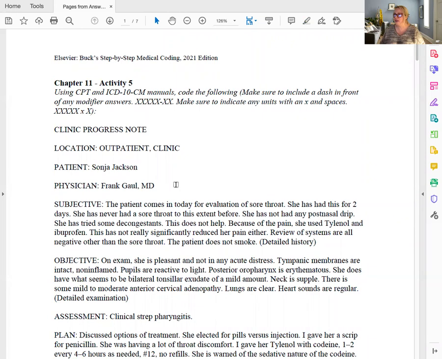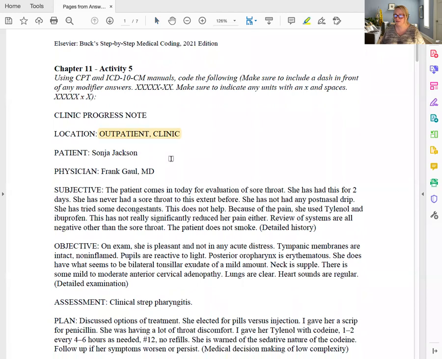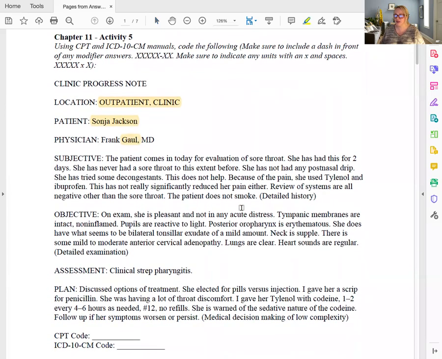Here we have a patient who's come in to the outpatient clinic, and so this will be an office or other outpatient service. The patient is Sonia Jackson, who is seen again by Dr. Gall. I want to know if this patient is new or established and the type of service that they're receiving. So I'm going to look at their documentation.